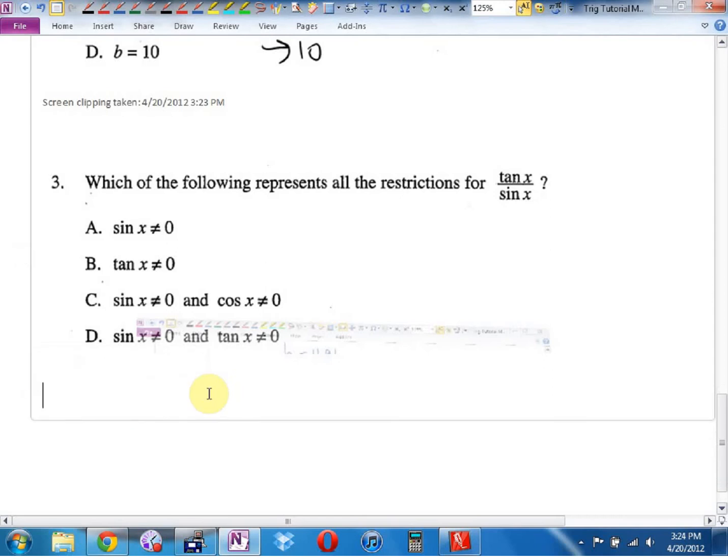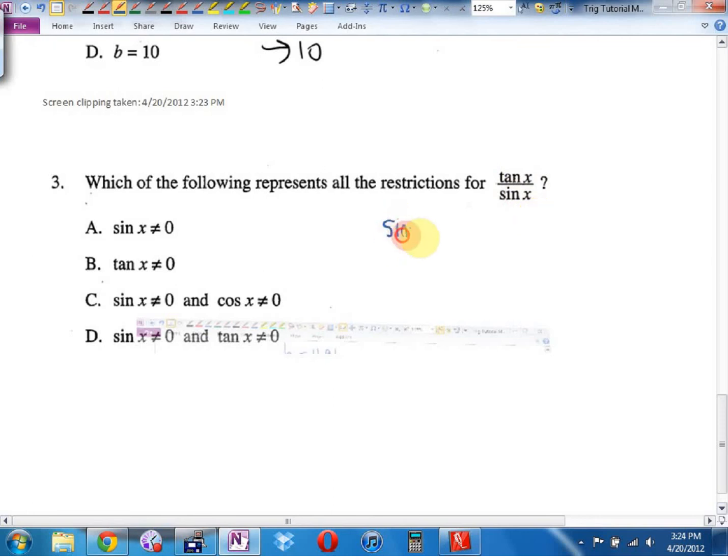What are the restrictions? First thing, rewrite everything in terms of sine and cos. What's tangent? So this is sine x over cos x all over sine x. By the way, do you notice when I have multi-level fractions, I always draw this line huge, long, so I can clearly tell which one it is? Stays organized. What would make this fraction illegal? Cos can't be 0. What about what would make you divide by 0 here?